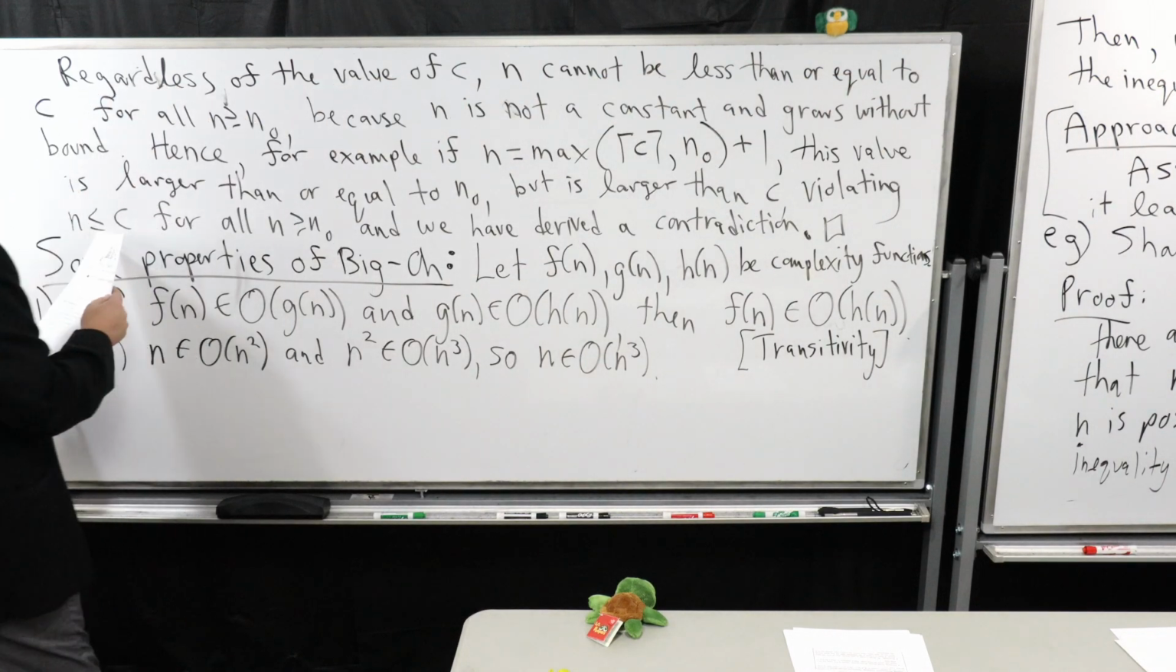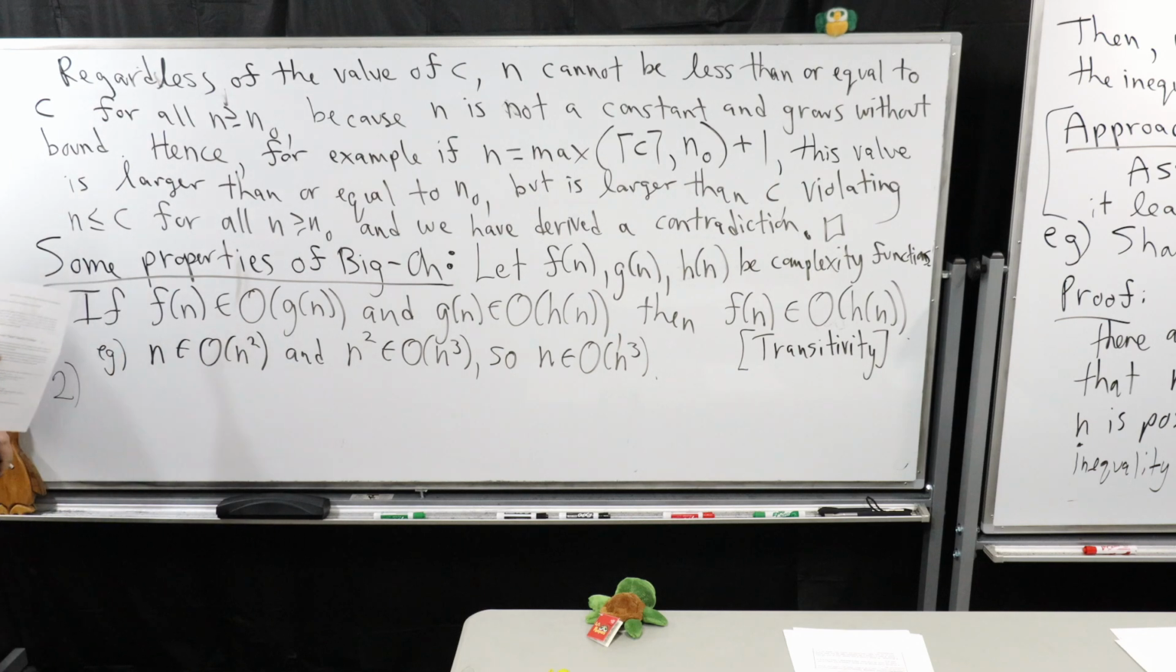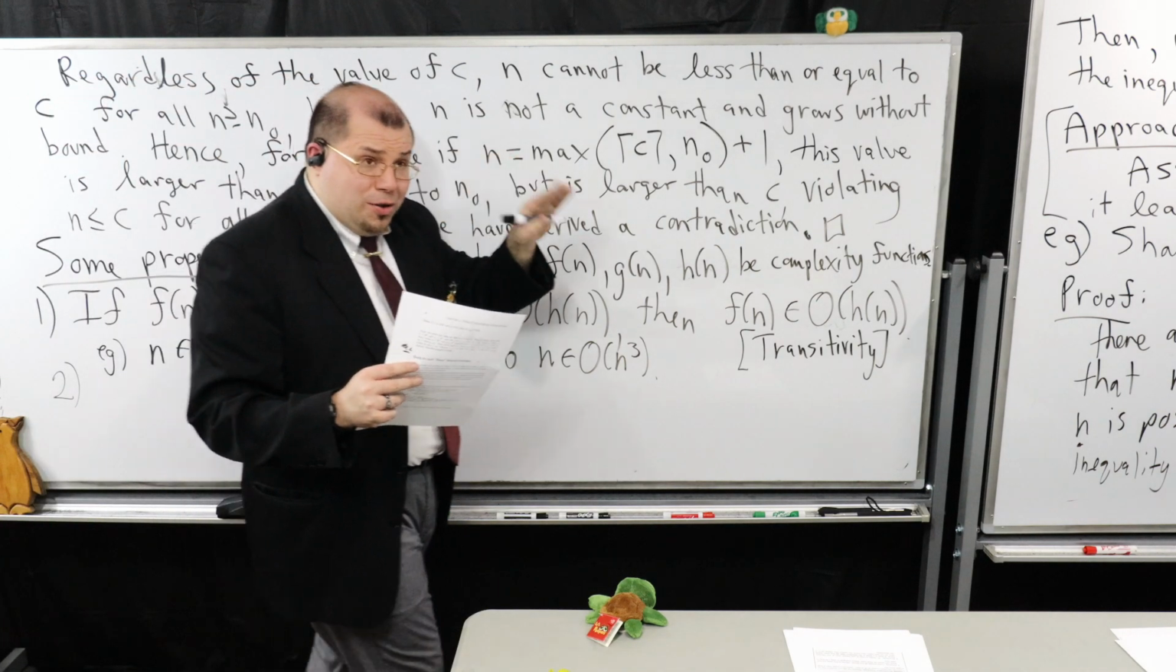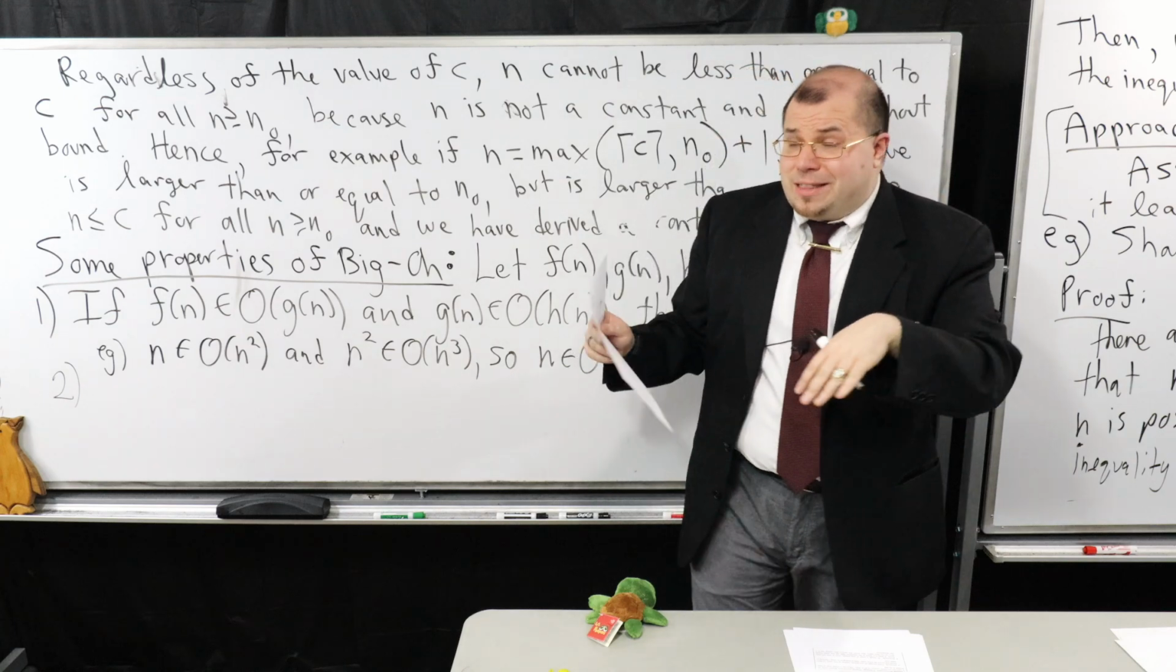Second property. This is actually the one that's closely related to why we can often drop constants. When we talked about big O notation, we talked all about how you could just drop constant terms. This is going to be that property.